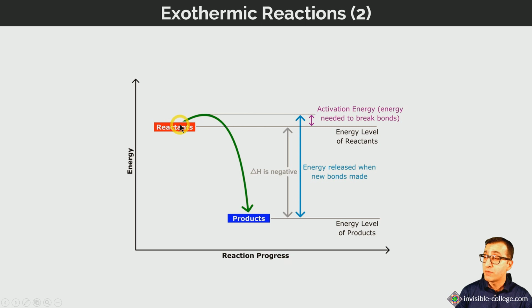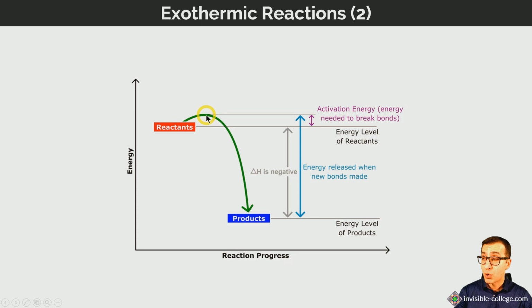And so the reaction profile for an exothermic reaction looks like this. The reactants start off at a higher energy than the products. Some energy is put into the reaction. This causes the chemical bonds between the atoms in the reactant molecules to break.